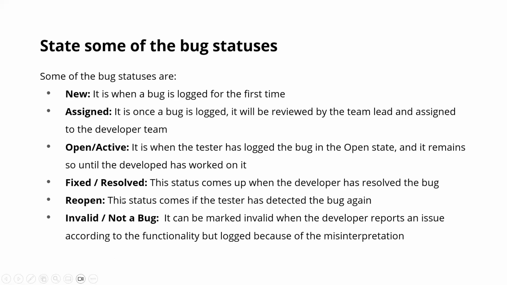Okay. Reopen, if it is not working fine, we will mark it active again. Okay. And also we have invalid. Sometimes we raise a bug, but it is as per the expected condition, and then they will mark it as invalid or not a bug. So these are all the different states we have in the bug life cycle. Okay. All clear?